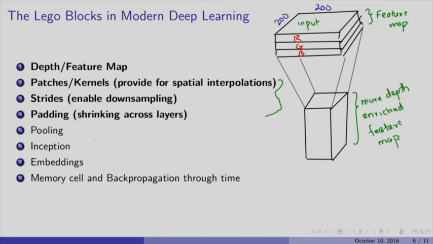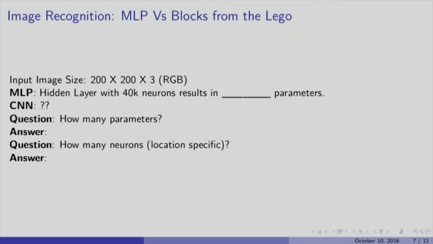There are also other interesting Lego blocks such as pooling, inception, embeddings, and memory cells and backpropagation through time. We will discuss these issues in the subsequent lectures. For today, we will focus our attention on 2, 3 and 4, patches, strides and padding, and then revisit feature maps. So we begin with this challenge, which we will try and address using these Lego blocks.